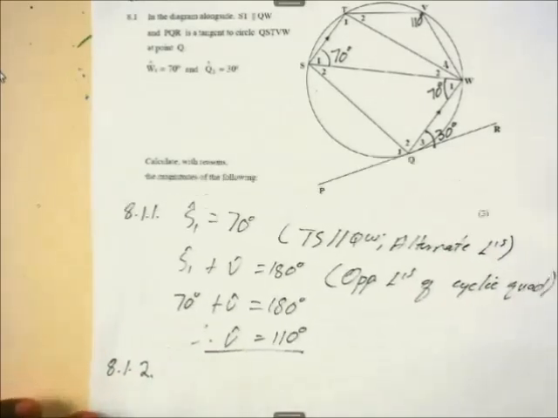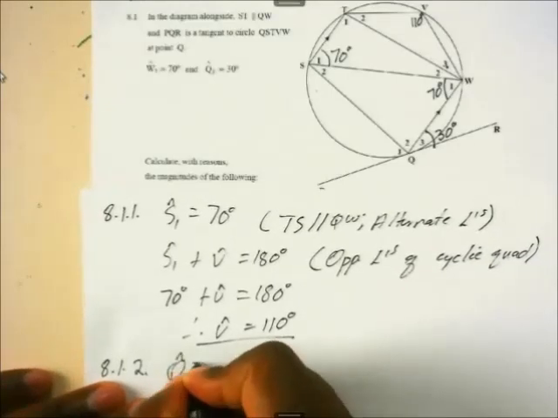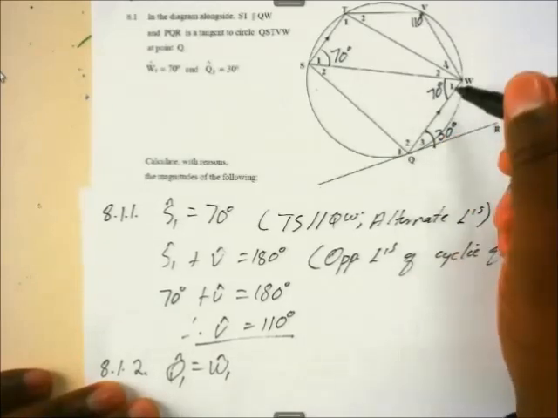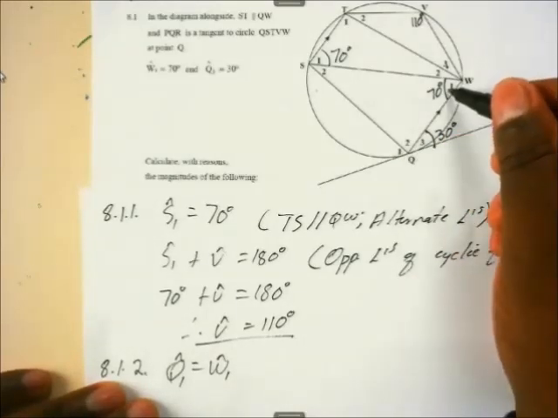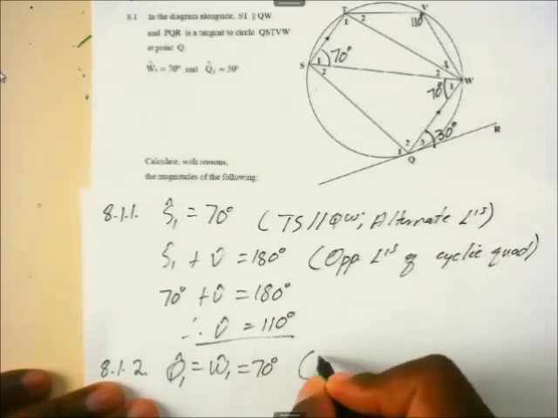Meaning that to find the solution for 8.1.2, the solution will then be Q1 is equal to W1. This is the tan-chord theorem. According to the tan-chord theorem, therefore, it is also equal to 70 degrees.